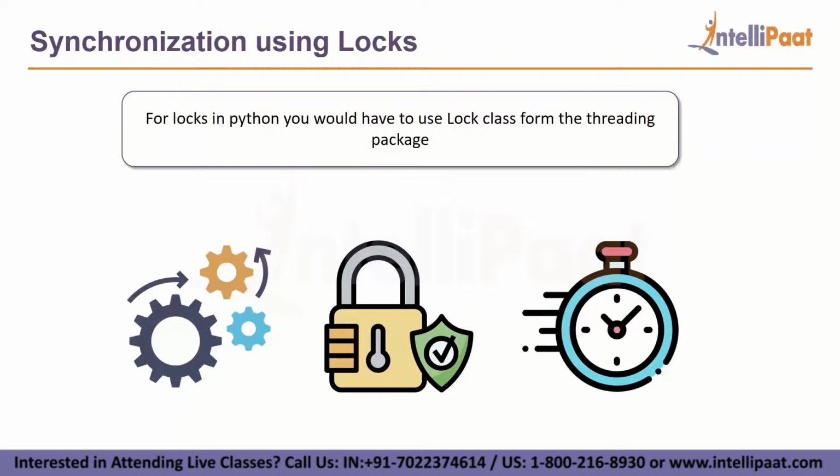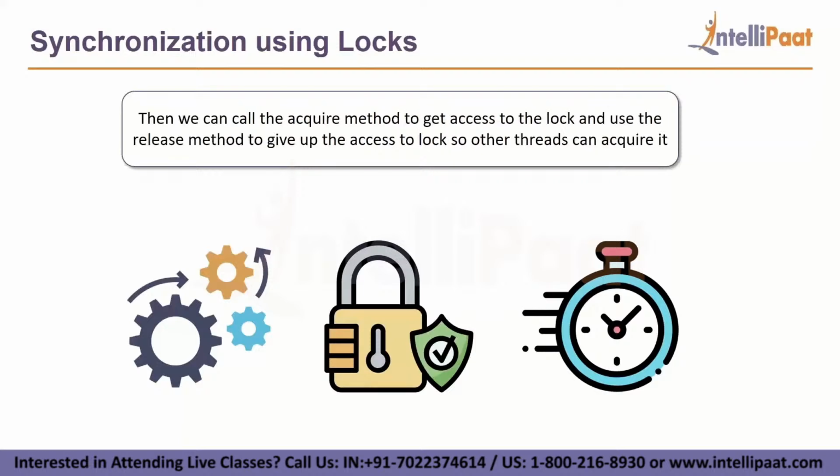Now, for locks in Python, you would use the Lock class from the threading package. You take the threading package and use the Lock class from that to create an instance. We can manually create the lock object by simply instantiating the Lock class. You don't have to pass in any arguments. Then we can call the acquire method to get access to the lock. And as soon as the thread is done, it can call the release method on the lock to release the access to that lock.